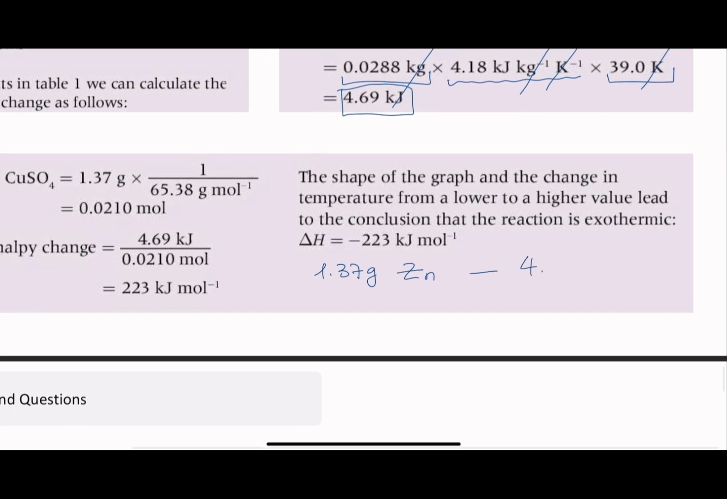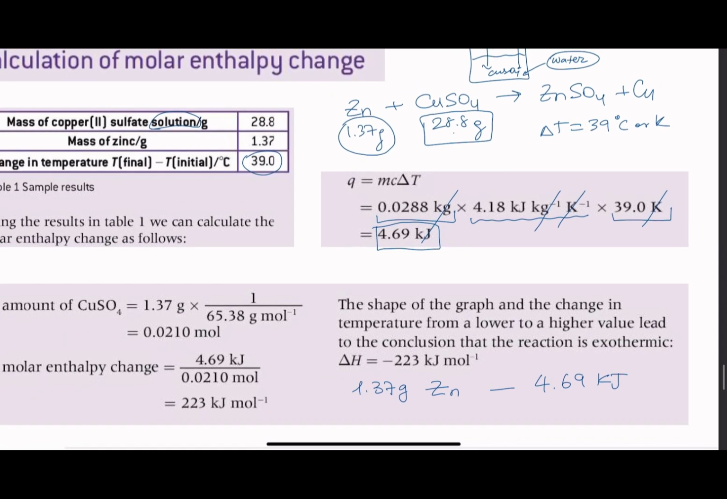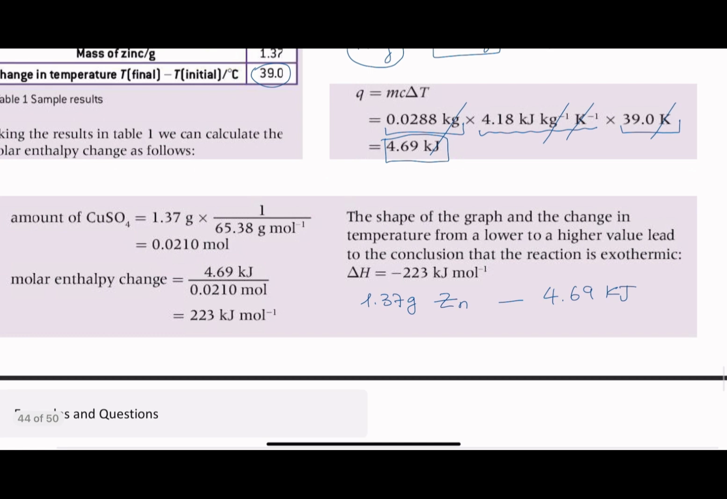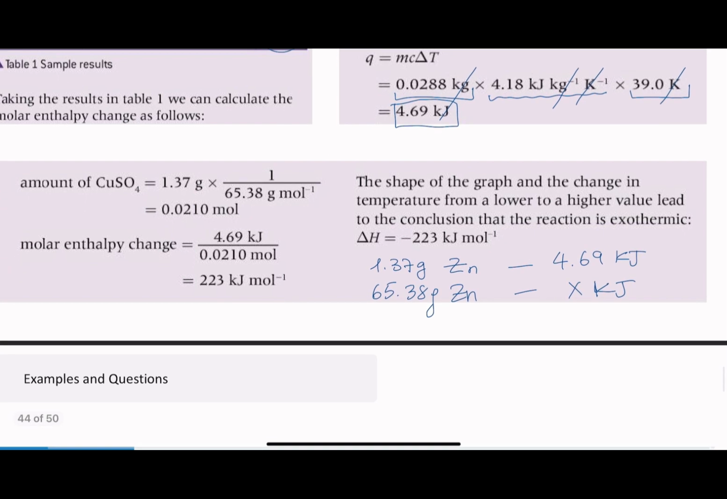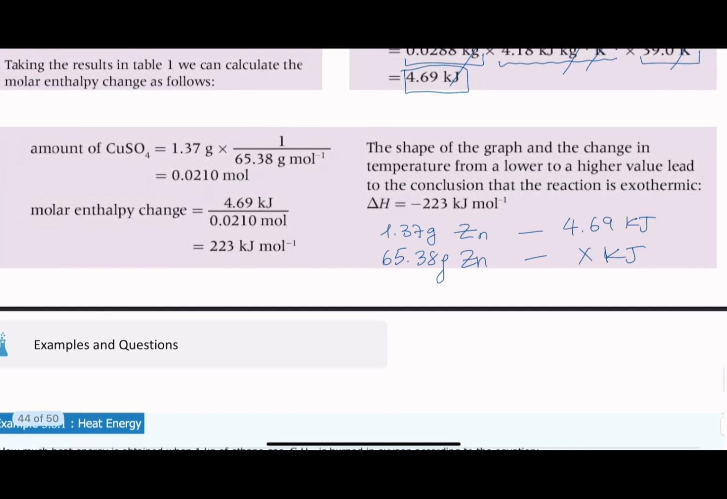It's going to give us 4.69 kilojoule. Okay, this is the amount of energy released to the outside. Now you want to find it for 1 mole, so you check the molar mass of zinc, which is 65.37, and then you find X kilojoule. And then you do your calculation.